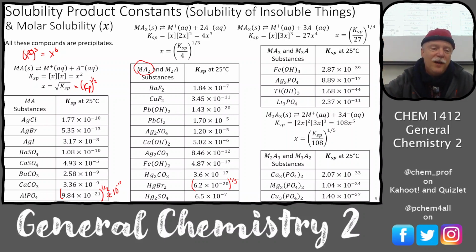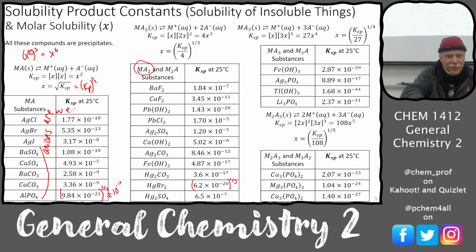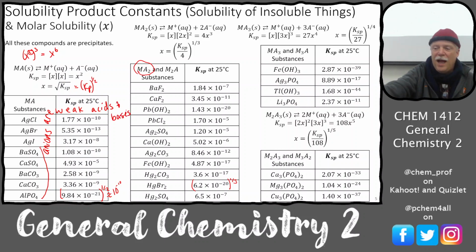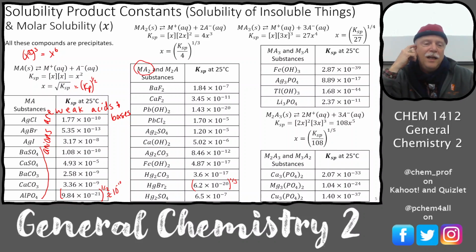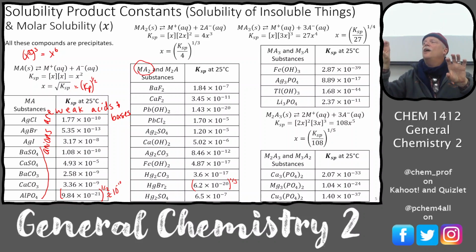What if I have something like a phosphate or a sulfate? So here's a sulfate, phosphate, carbonate. These right here, these anions, are weak acids and bases. So they will act like bases and make weak acids. Now, I said sulfate's a strong acid, but only for the first proton. So as soon as that sulfate comes off, it's going to grab a proton from water and make a basic solution. So it's going to affect the pH.